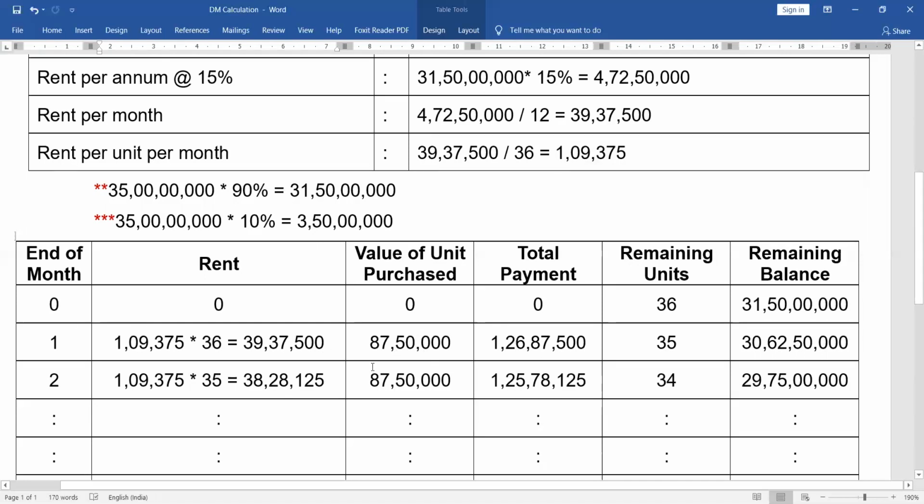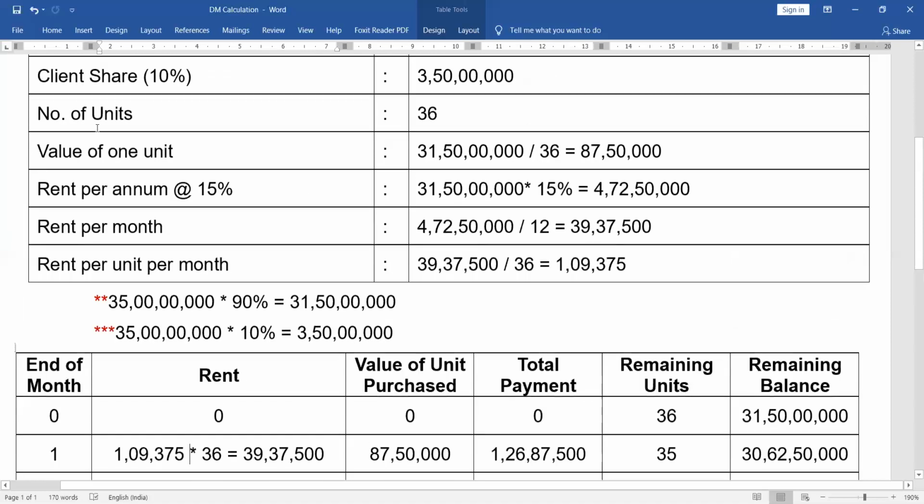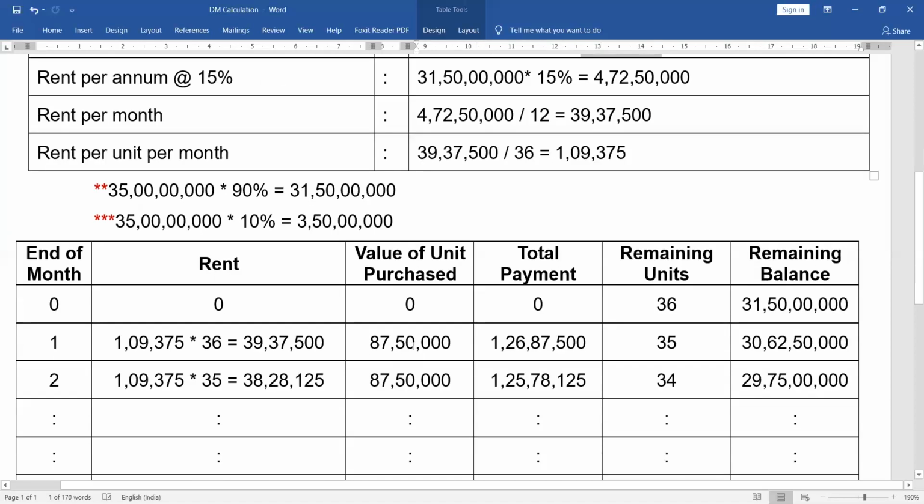Apart from the rent, the customer has to purchase 1 unit. So what is the value of 1 unit? We have calculated that it is 87,50,000. This will be fixed. The customer has also paid 87,50,000.